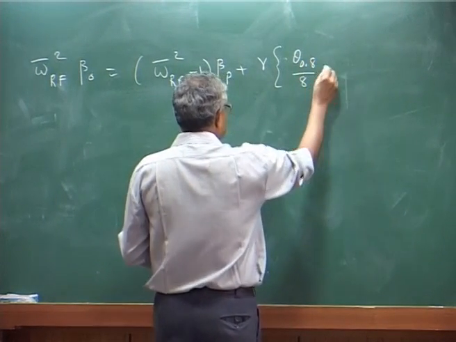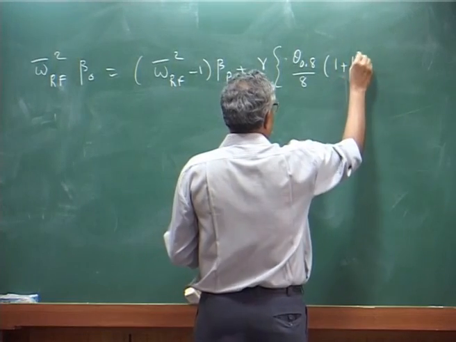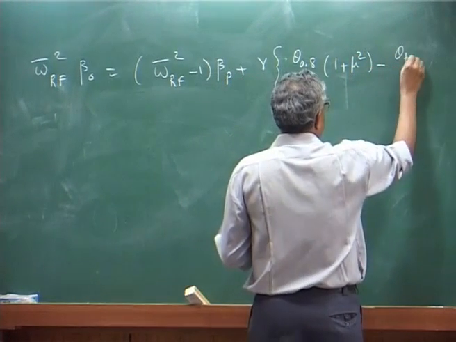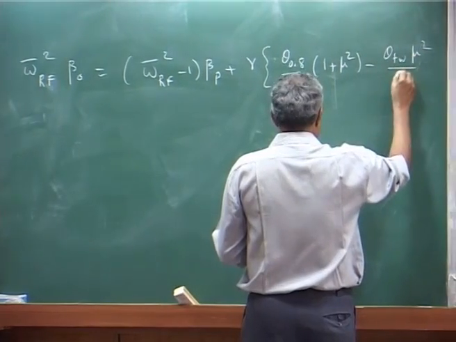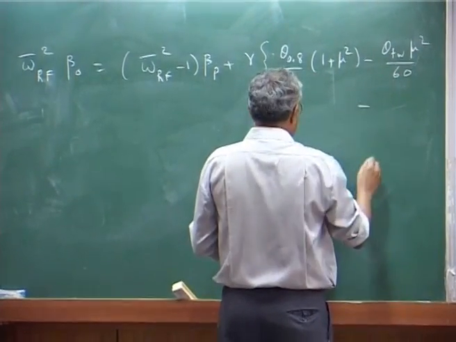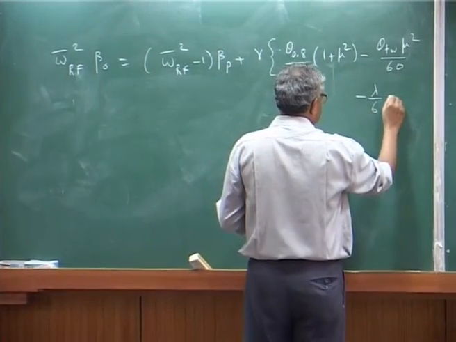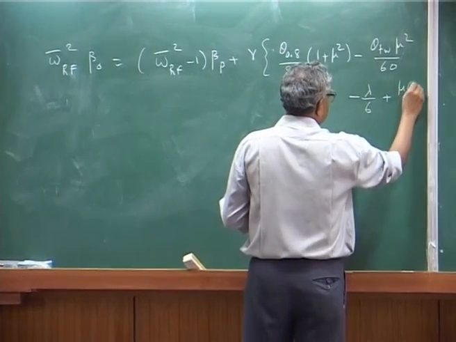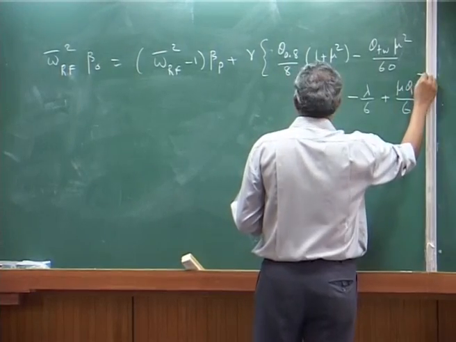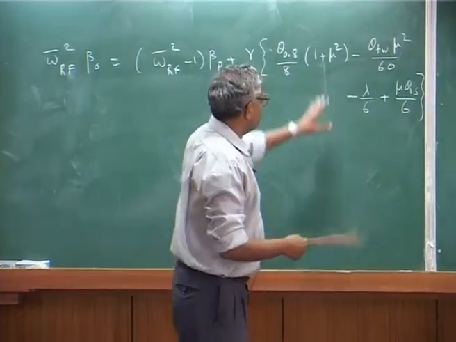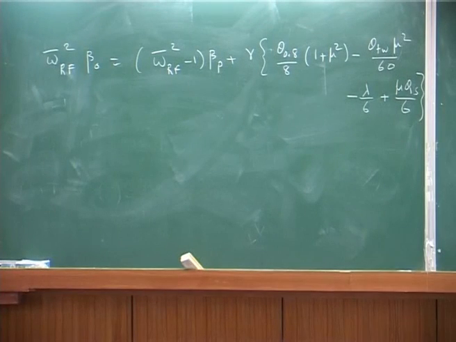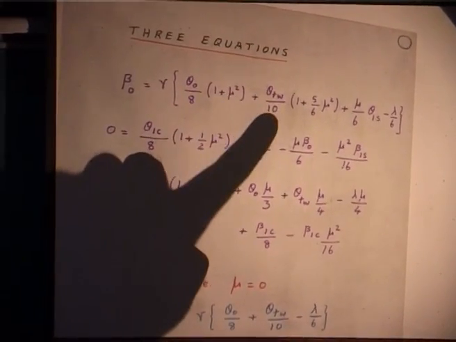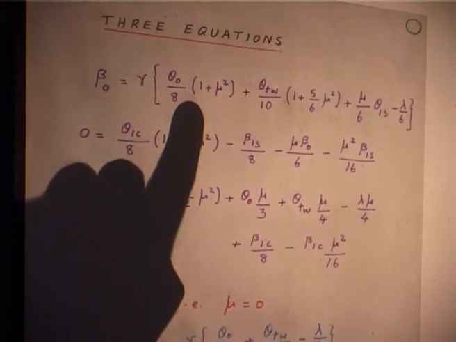I have done some simplifications here. Theta twist mu square over 60 minus lambda over 6 plus mu theta 1 s over 6. This term is identical to, I think, the earlier term. Only thing is I added some 0.8, because this is the gamma part, which is almost the same.